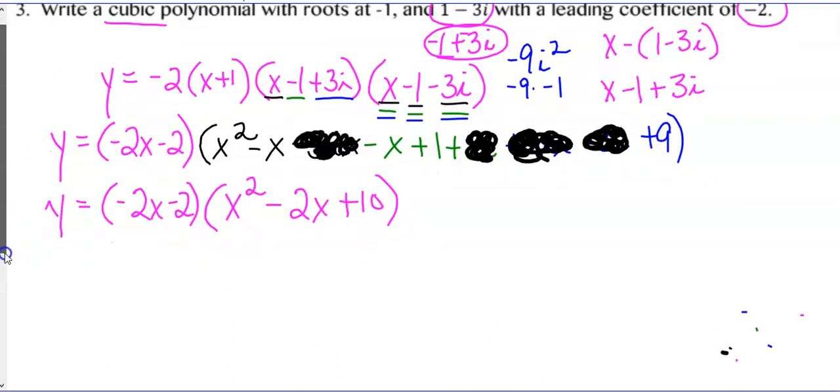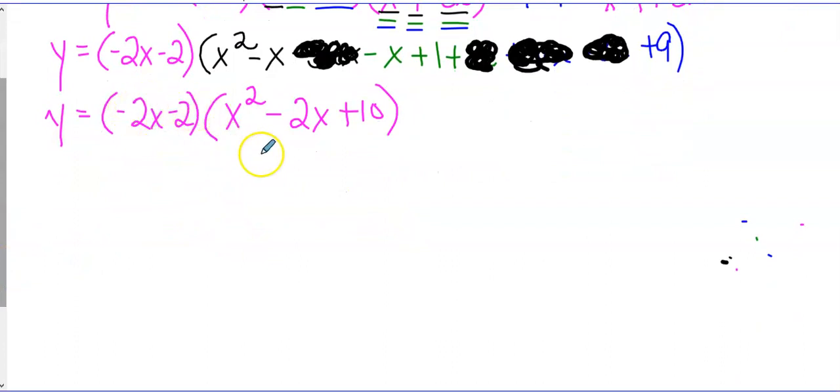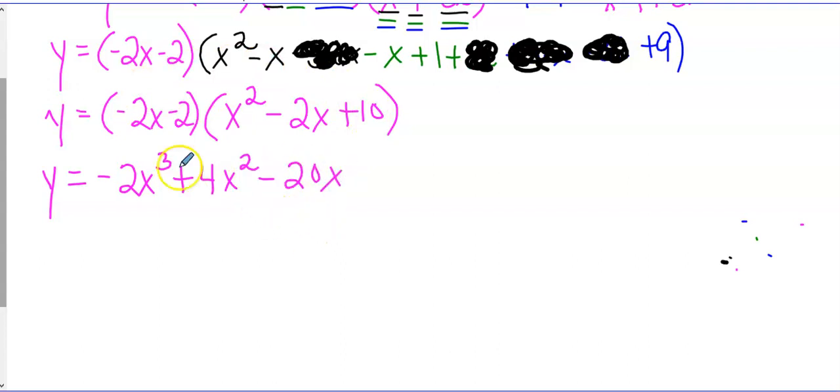Okay, we're almost there. Now we got to multiply the binomial times the trinomial. So I'm going to multiply the negative 2x in, and then the negative 2 in. Negative 2x times x squared. Negative 2x times negative 2x plus 4x squared. Negative 2x times 10 is minus 20x. Okay, got that taken care of. Negative 2 times x squared. Negative 2 times negative 2x. And negative 2 times 10.